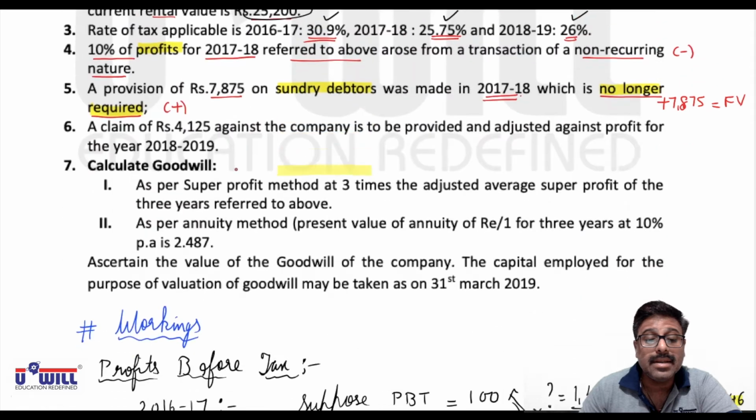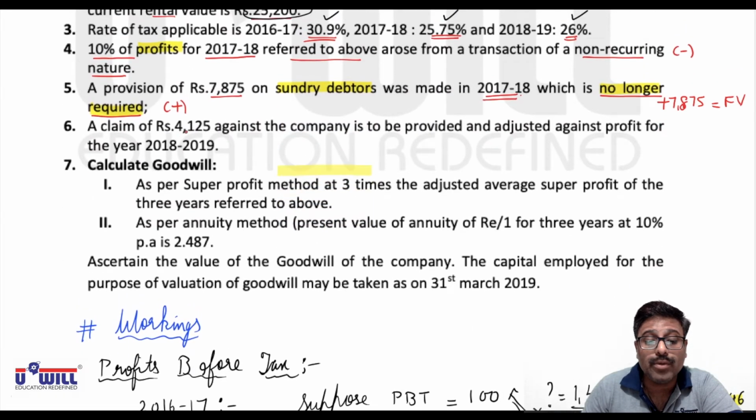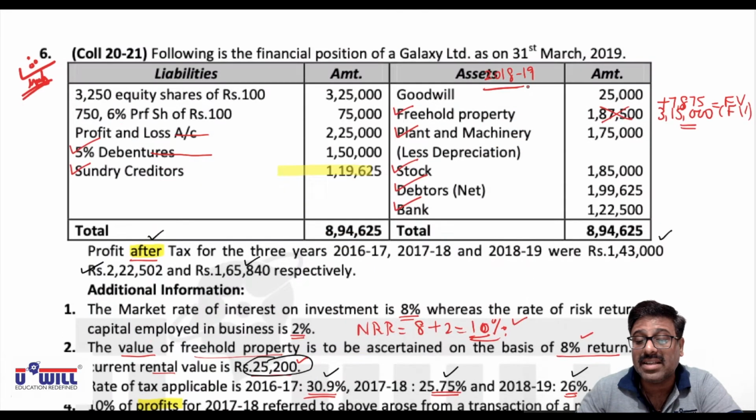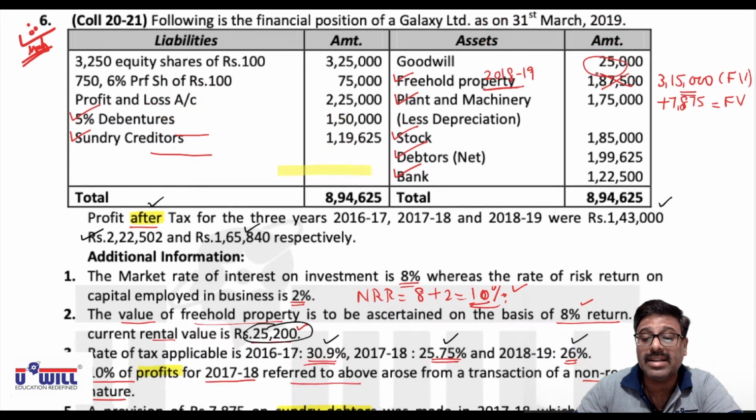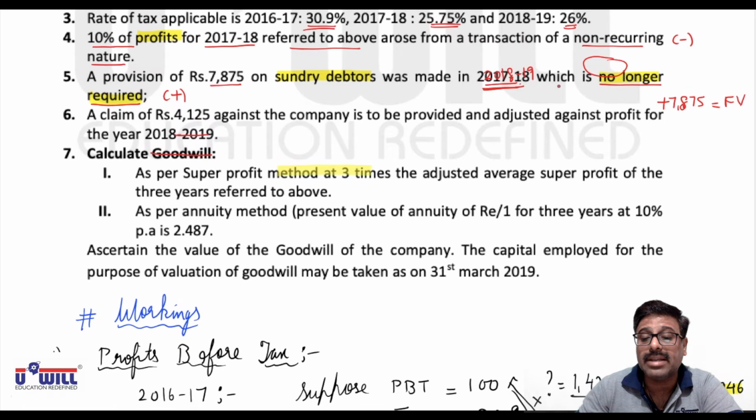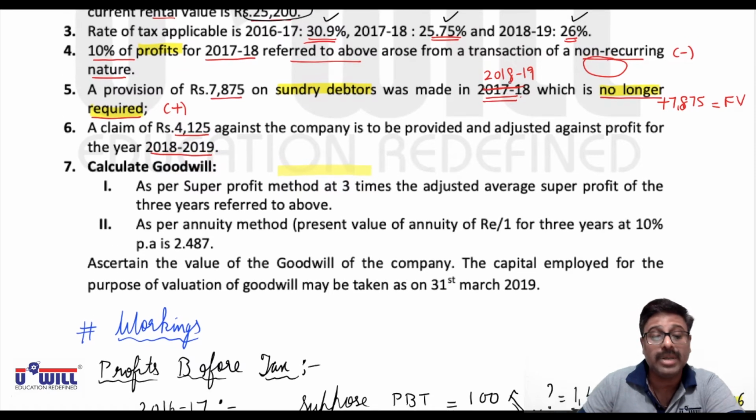Then next, claim of 4125 against the company is to be provided and adjusted against the profits for the year 18 to 19. 18 to 19 means last year only. So here also, this 17 to 18, all of you make it 18 to 19. It is last year only, and because it is last year, then only it will affect the debtors. So here also all of you make the corrections of 17 to 18, 18 to 19.